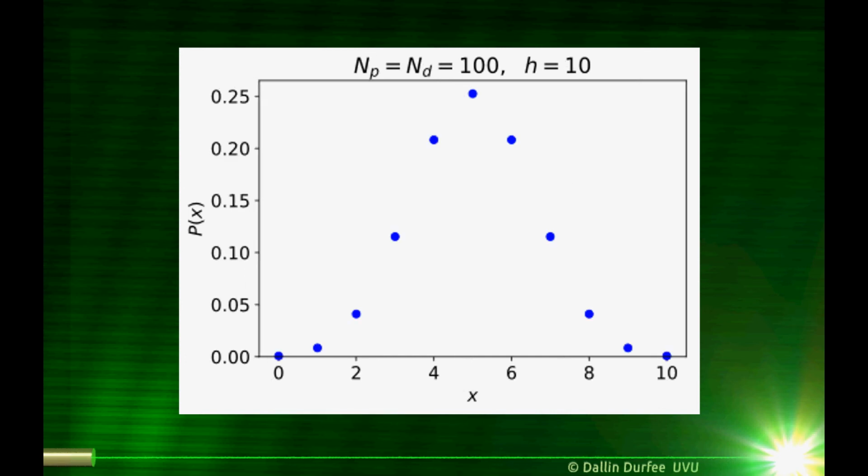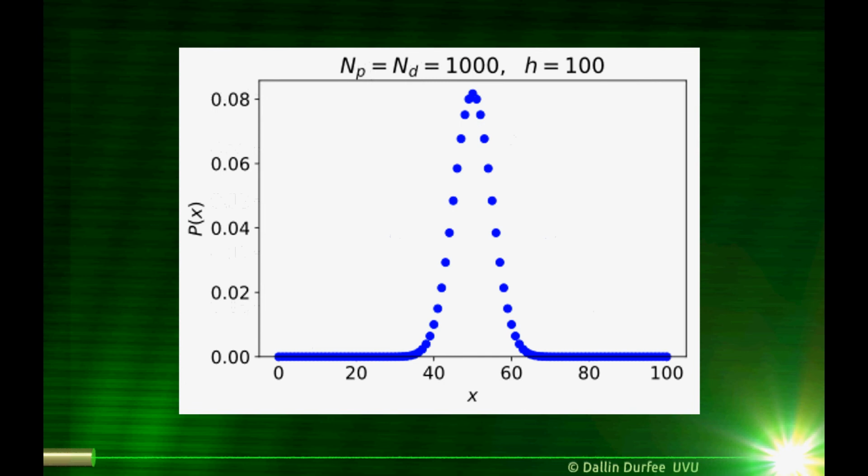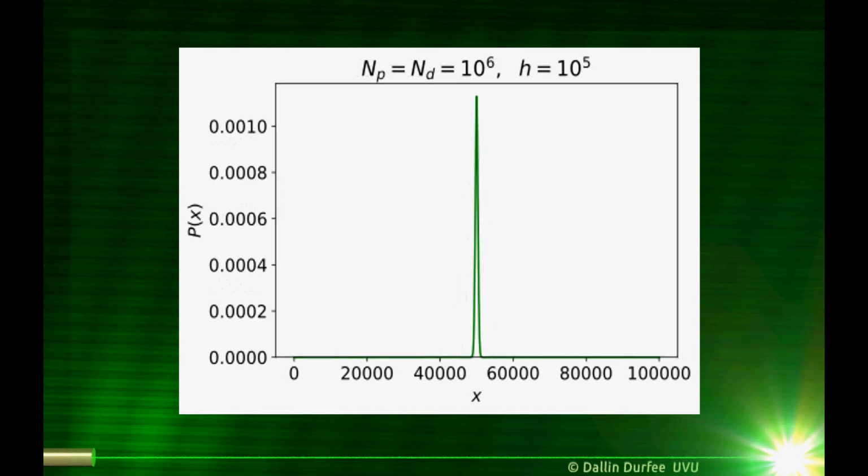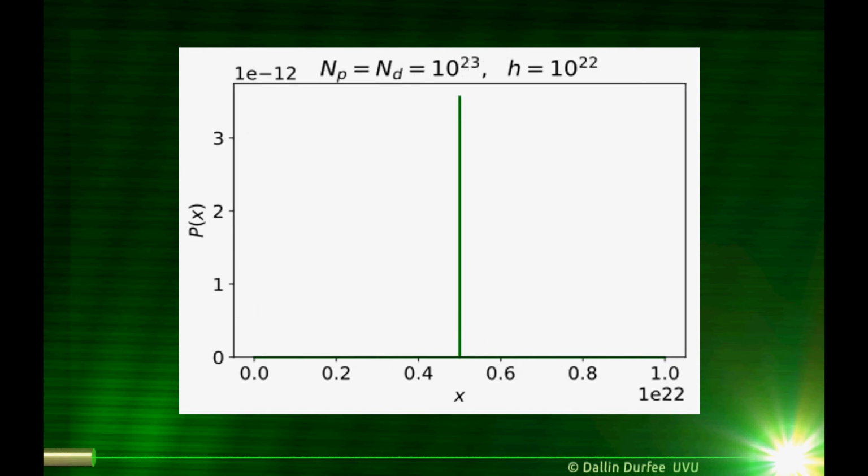Let's increase. There's 100 pennies and 100 dimes, 1,000 pennies and 1,000 dimes, 10 to the 4th pennies and 10 to the 4th dimes, 10 to the 3rd of them being heads. Once again, my computer couldn't calculate this anymore, so now we just have the approximation. But with that approximation, we can go higher. And here we are, 10 to the 6 pennies and 10 to the 6 dimes. Here's 10 to the 23rd pennies and 10 to the 23rd dimes, sharing 10 to the 22nd units of energy. 10 to the 22nd of them are heads.